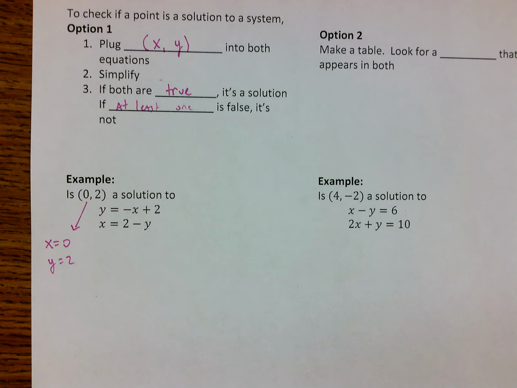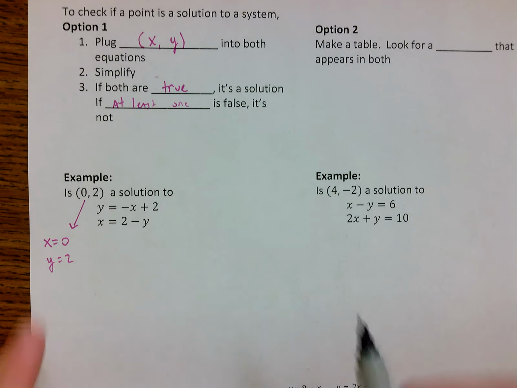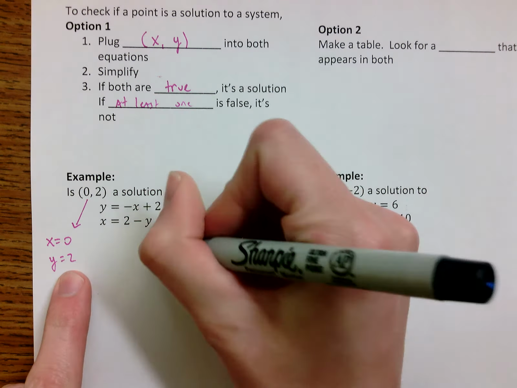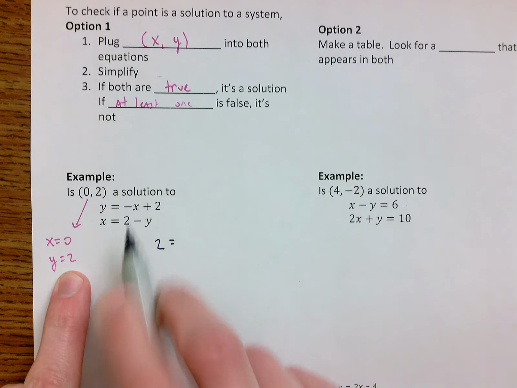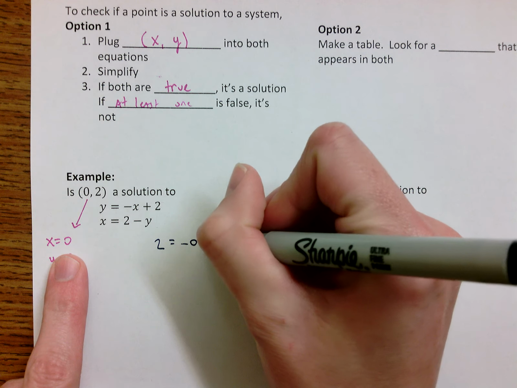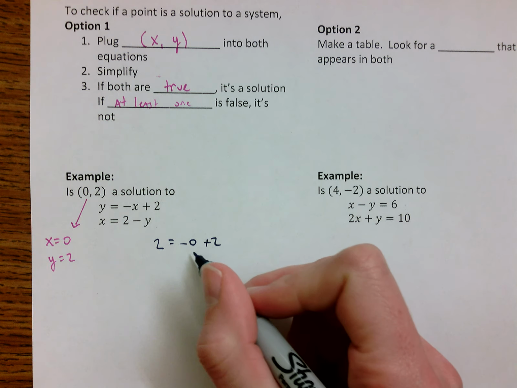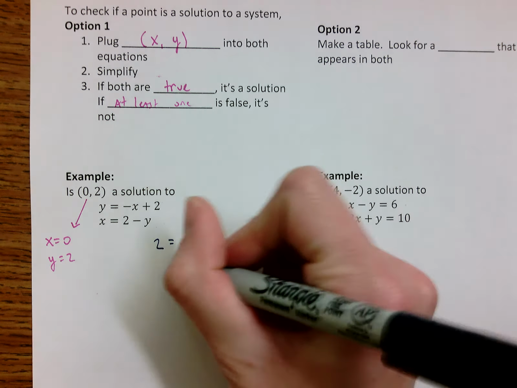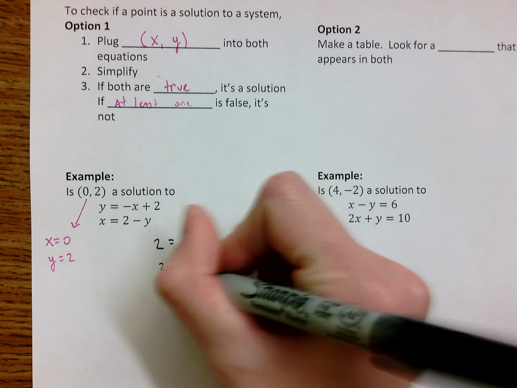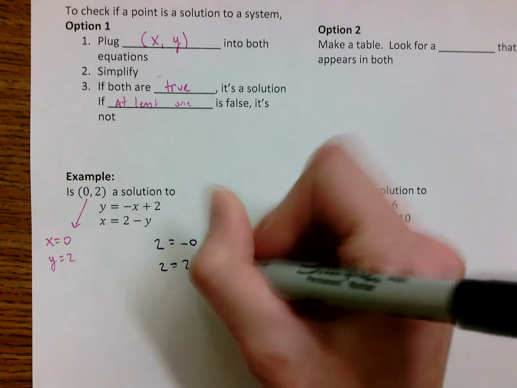Okay, so my first equation says y equals the opposite of x plus 2. So y is 2, so I'm going to write 2 equals the opposite of x. Well, that's negative 0 and then plus 2. Okay, so we plugged that in, and then we're just going to simplify it. The opposite of 0 is just 0, and 0 plus 2 is 2. So on this side, we get 2, and on that side, we get 2. And then we're just checking, is that true? Does 2 equal 2? Yeah, right? 2 is indeed 2. So that one worked.